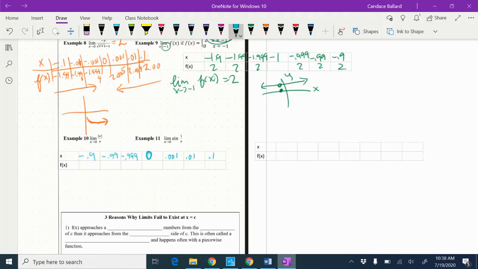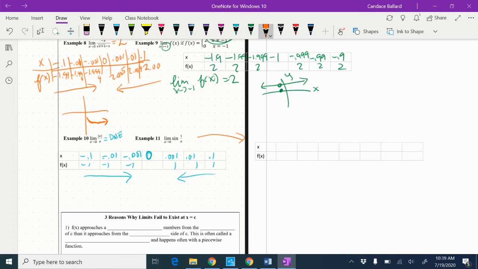So let's go ahead and record that. So I need to fix this. These should have been -0.001, -0.01, and -0.1. All right, and we said all of these turned out to be -1, and all of these turned out to be +1. So in this case, notice as I'm coming at it, the y value from the left and the y value from the right do not match. So I know that this limit does not exist.